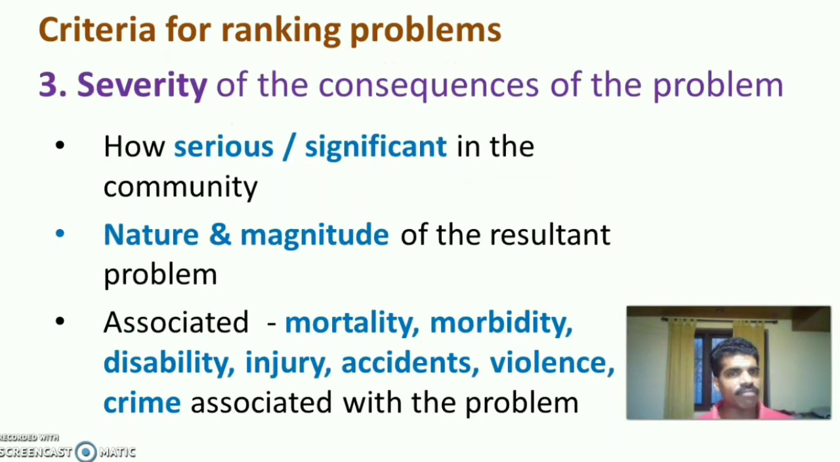The third criteria for ranking problems is severity of the consequence of the problem. How serious is this problem, how significant in the community, the nature and magnitude of the resultant problems associated with mortality, morbidity, disability, injury, accidents, violence, crime, all those associated with this problem. That is the severity of the consequence of the problem.